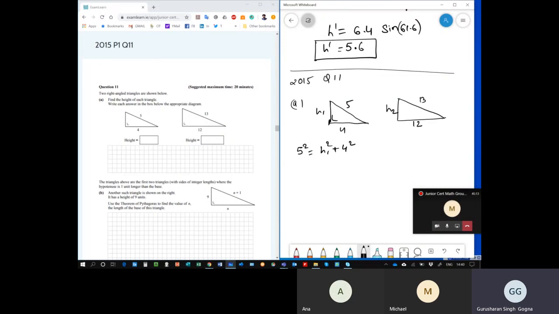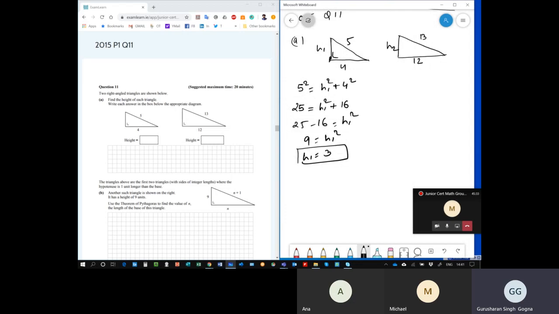Okay. So 25 equals H1 squared plus 16. 25 minus 16 equals H1 squared. 9 equals H1 squared. So H1 equals the square root of 9, which is 3. So we got the height of the first triangle. Okay, we already did that question.